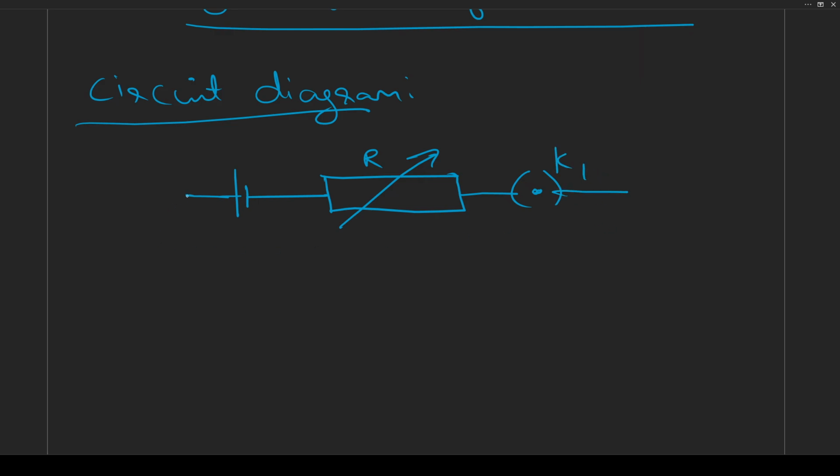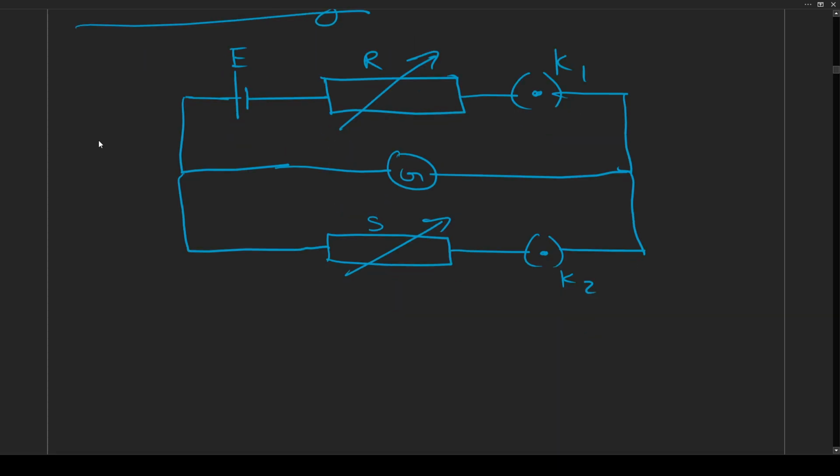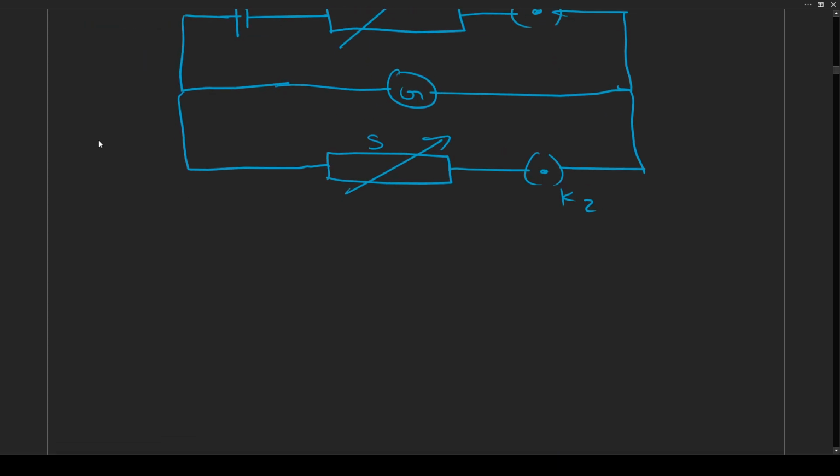K1. Now in the second loop we connect a galvanometer. In the third loop we connect another resistance box. This is a shunt resistance, or we can just call it S resistance box. One more plug key. This is the circuit where E is the potential of the battery, K1 and K2 are the switches, R and S are the resistance boxes, and G is the galvanometer. This is the only circuit diagram.